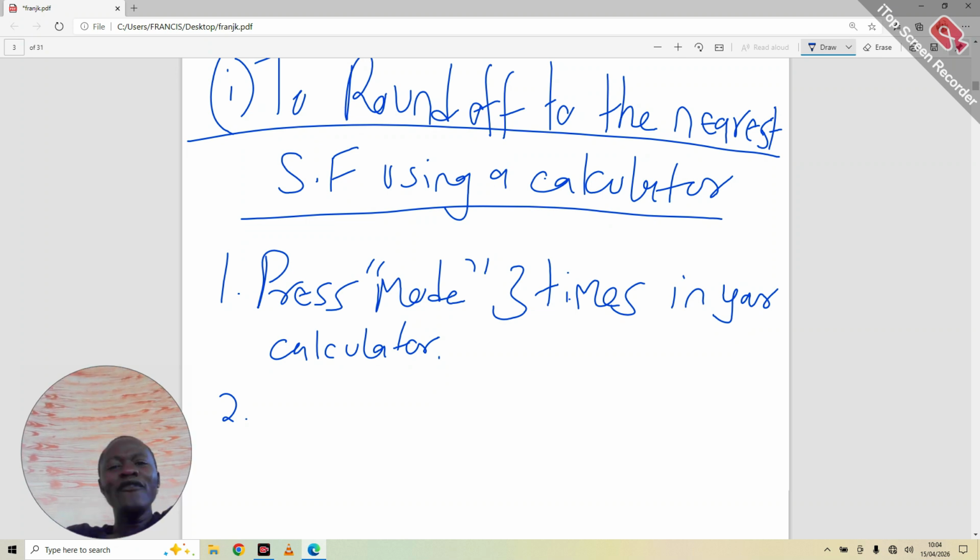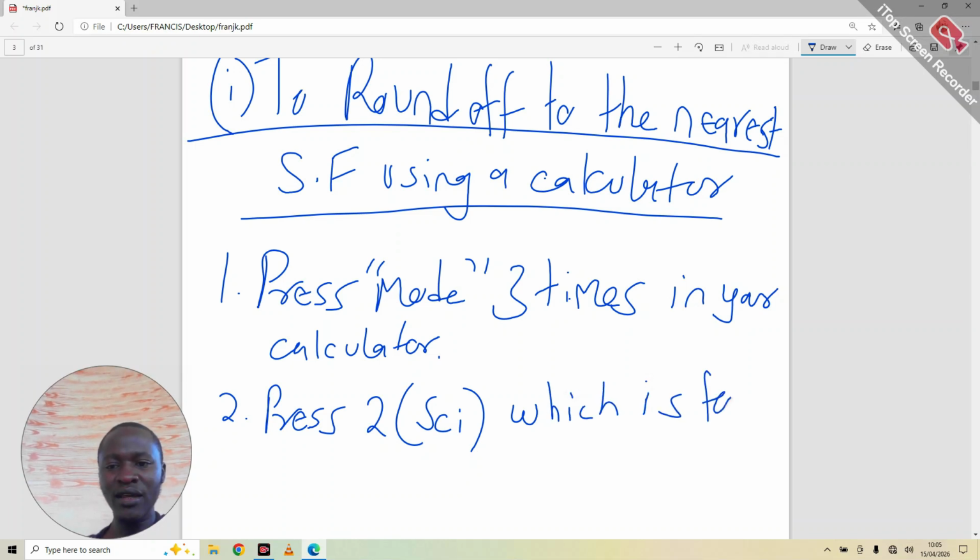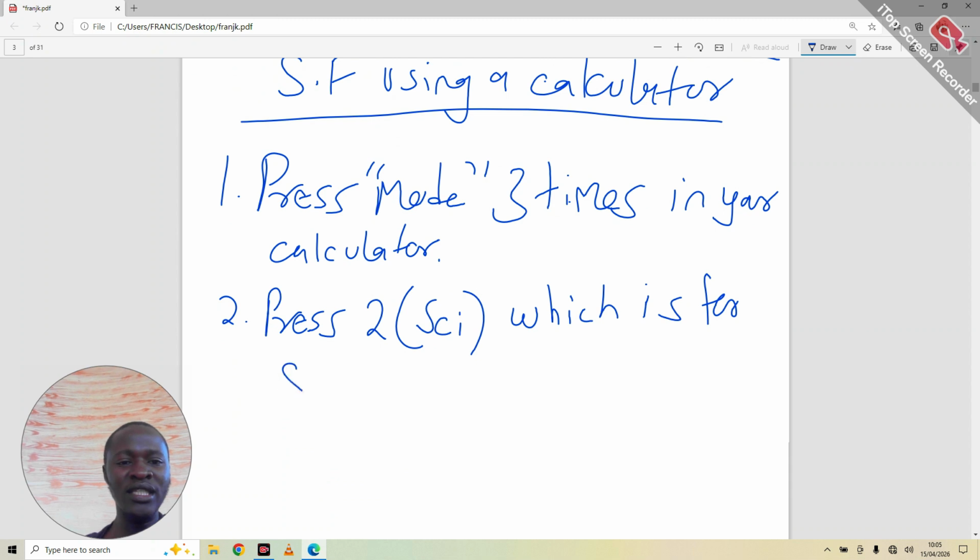Because we are looking for a significant figure. That psi that you are seeing there stands for significant figure. Now press 2. That is the psi, which is for significant figure. If you don't know, number 3 procedure.